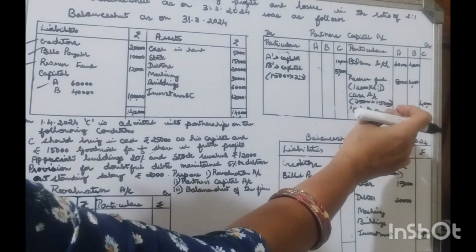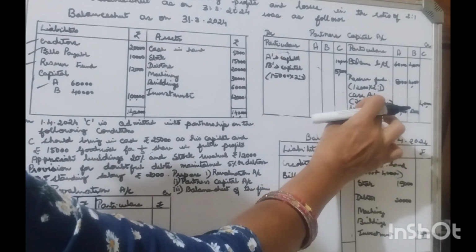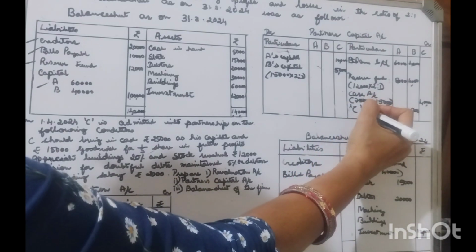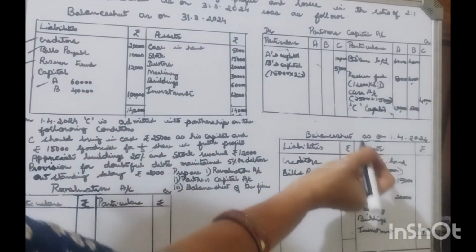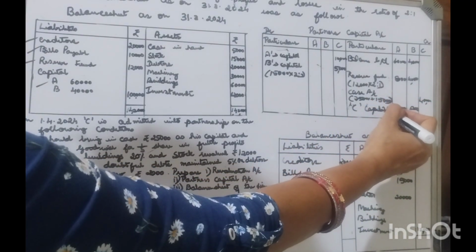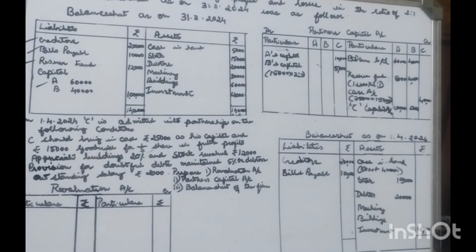So you can write this as C's capital account, because C is the new partner. C's capital account that has to be recorded. Next, so this is how goodwill amount has to be treated.